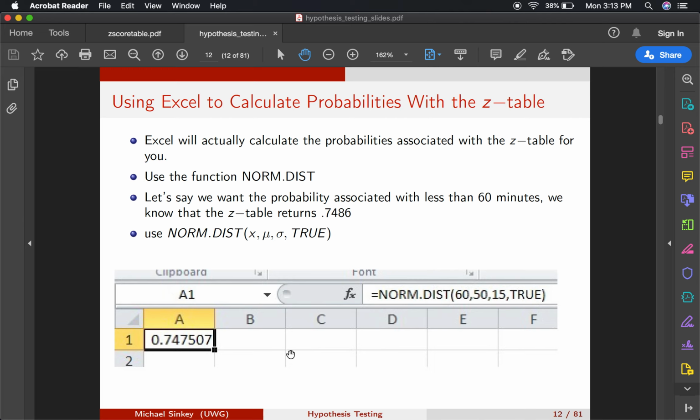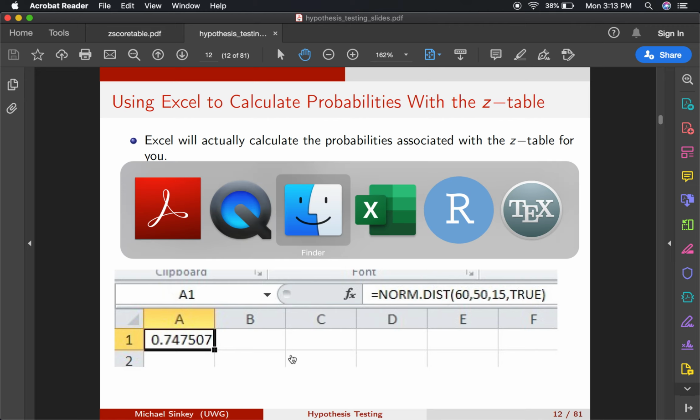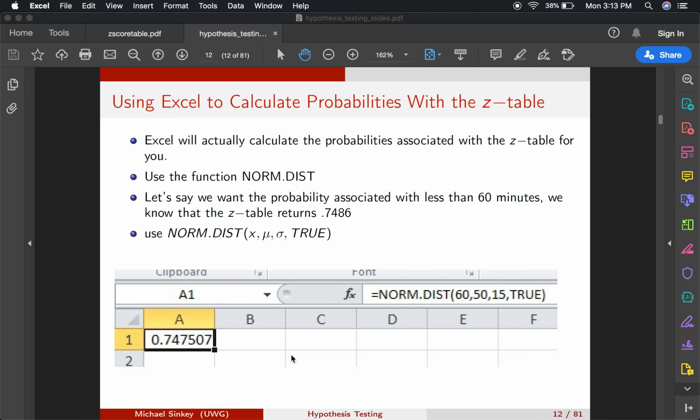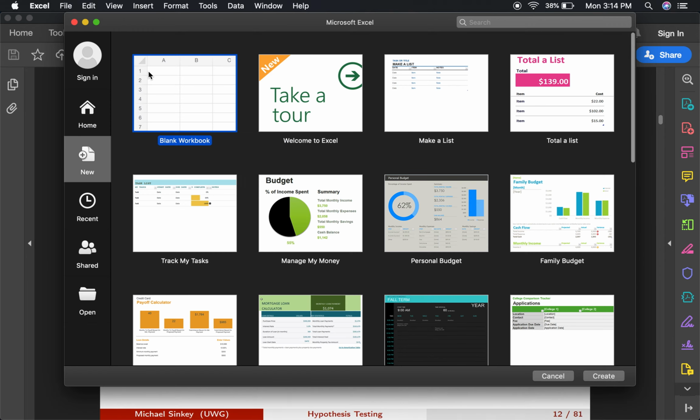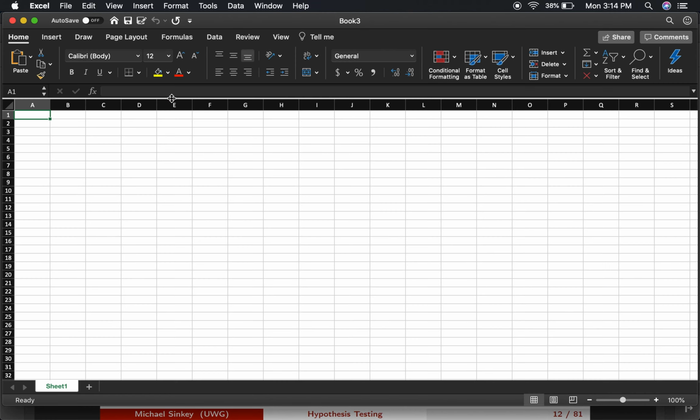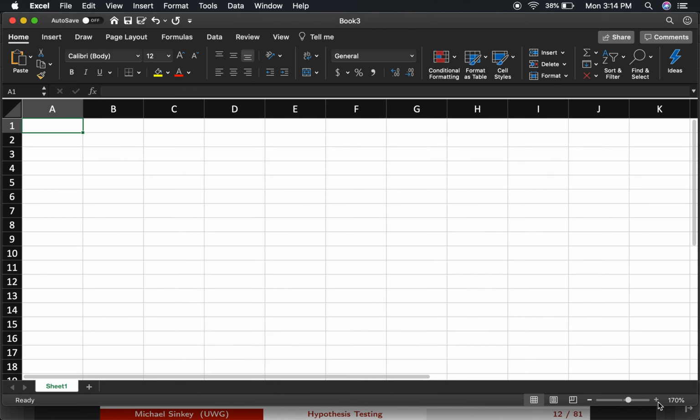Okay, so Excel can actually calculate probabilities associated with this z-score. We can use Excel to do some of these calculations for us. So we're going to use the function norm.dist. Let's try it out in Excel. Okay, let's open up a new workbook. Okay, here we are in Excel.